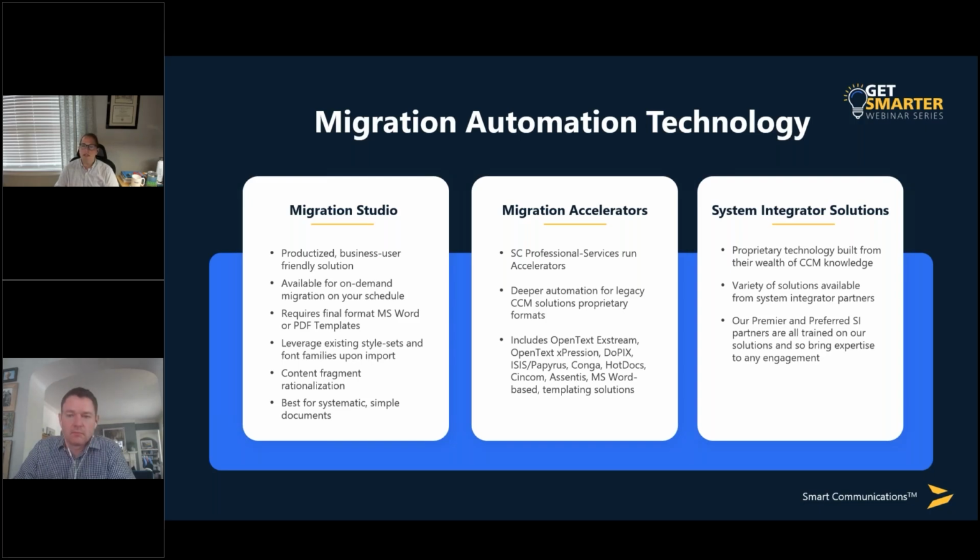And last but not least, look for solutions from our system integrator partners. So there's a whole wealth of solutions out there that allow you to have a purpose-built or industry-specific solution on top of the CCM platform. So those partners are willing and able to help you out with these migrations, and we can point you to our preferred and premier partners to do that.